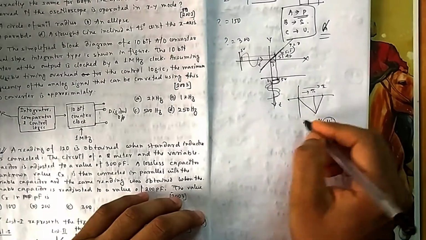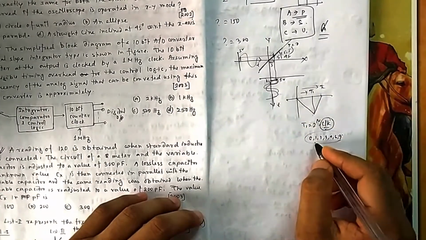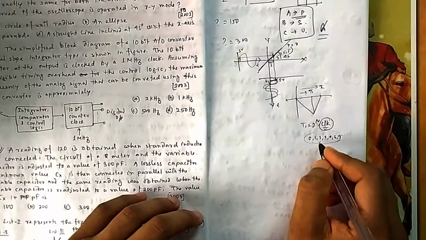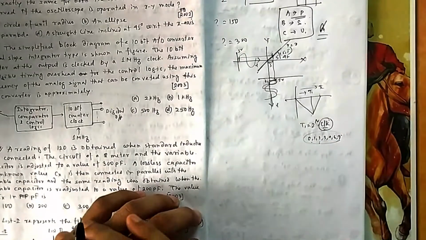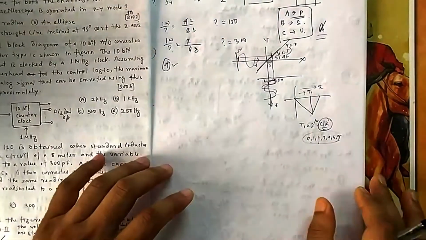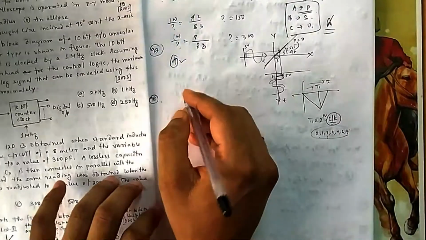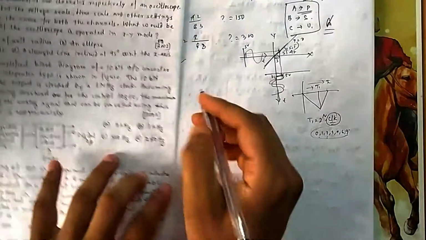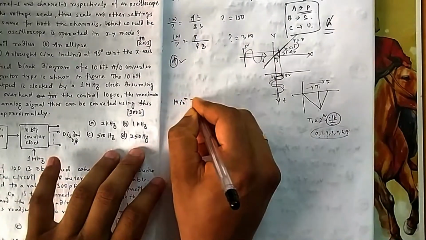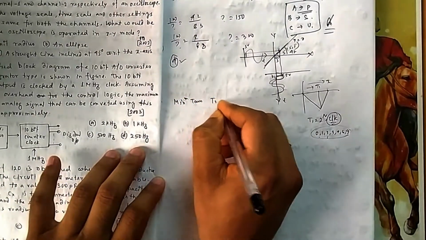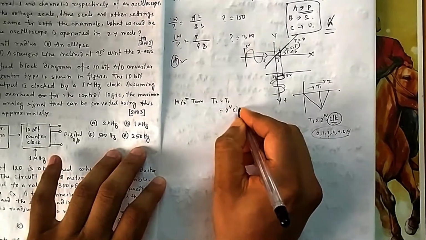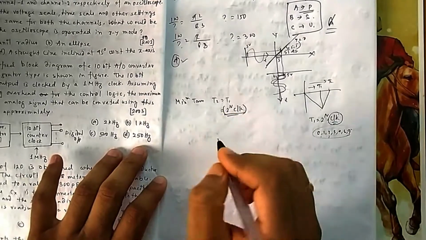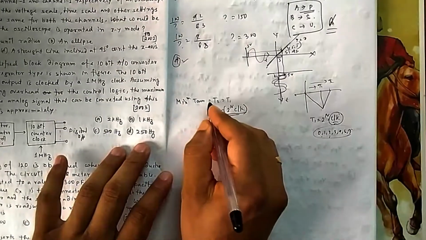In de-integration mode, it will start de-integrating and it will stop somewhere. The position at which it stops gives the indication of the magnitude of the input signal. For the maximum frequency, think of the minimum conversion time. The minimum conversion time happens when T2 is equal to T1, that is 2 to the power n into the clock time period. So this is the minimum conversion time, and that gives the maximum frequency.